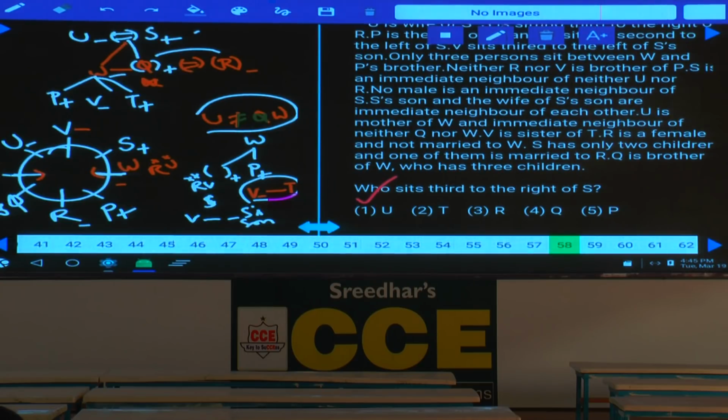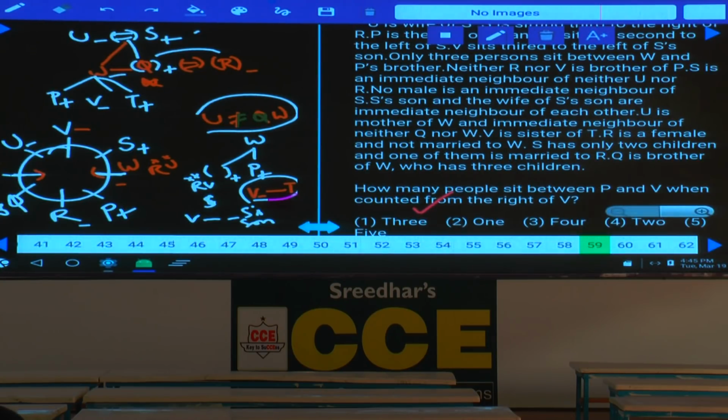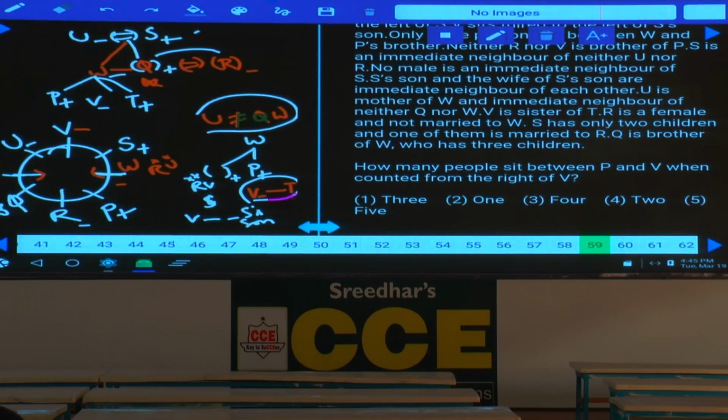Then 58. What about question number 58? Who sits to the right of S? The right-hand side of S is T, that is choice 2. Then 59. Now in this 59, how many people sit between P and V when counted from the right of V?